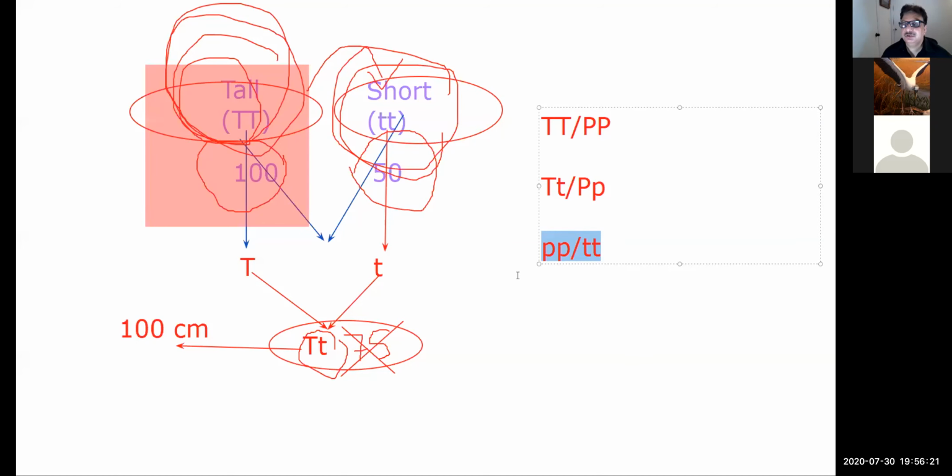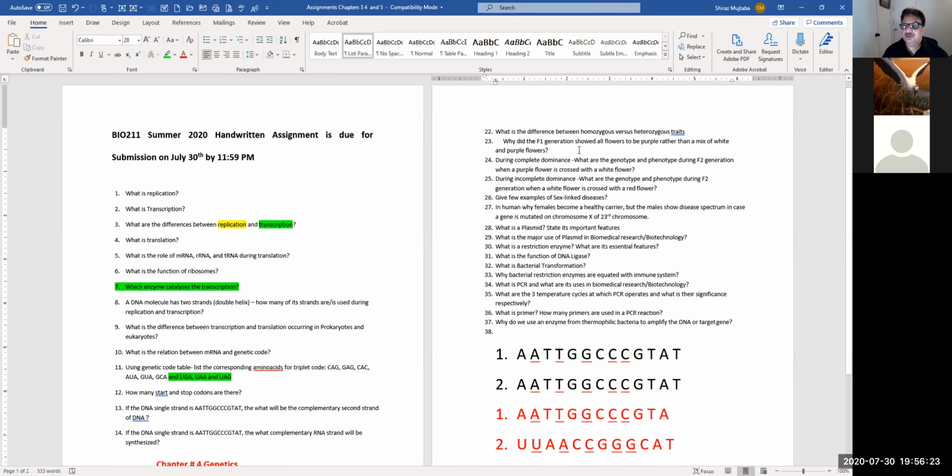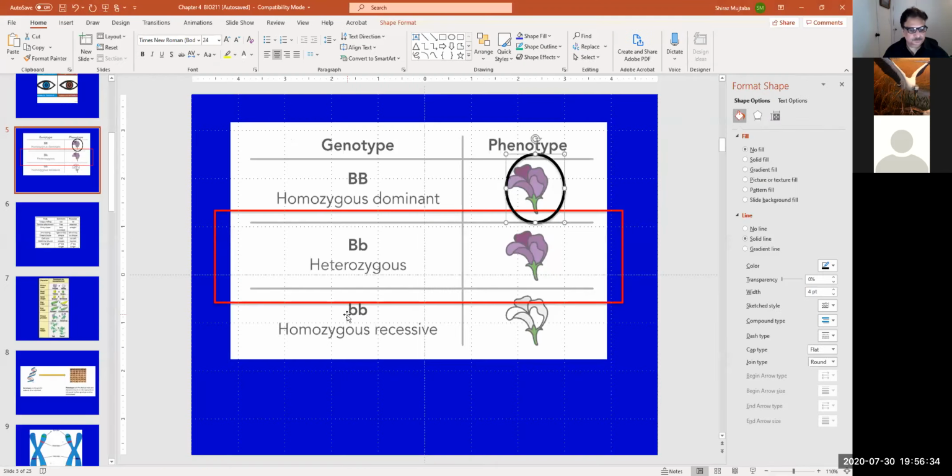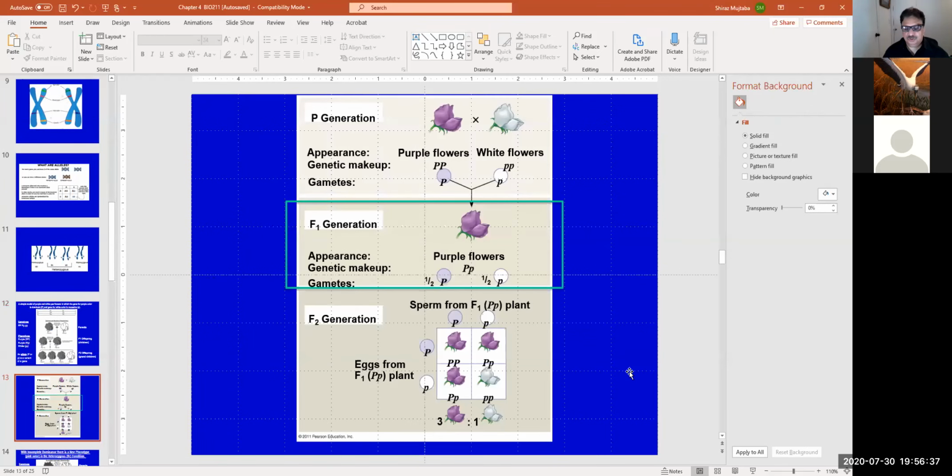What's the next question? Why did the F1 generation show all the flowers to be purple rather than a mix of white and purple? Let's go back to the slides. So from this slide, in the F1 generation, why are all the plants purple? That's because the purple color is dominant. A color that is dominant will express itself. So that's the reason. What's the next question?